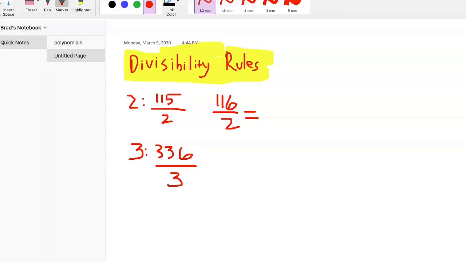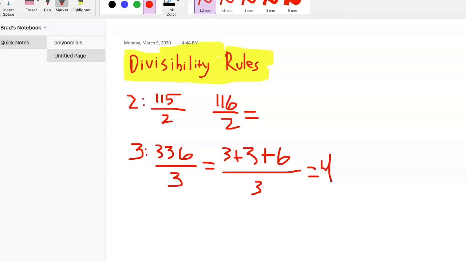You could divide the whole thing out, but there's a rule that makes this simpler: add the 3 numbers, or however many numbers are in the numerator, together and then divide by 3. That will tell you whether or not it produces an integer. So in this case, 3 plus 3 plus 6 divided by 3. 3 plus 3 is 6. 6 plus 6 is 12. 12 divided by 3 is 4. And so we got a good answer.